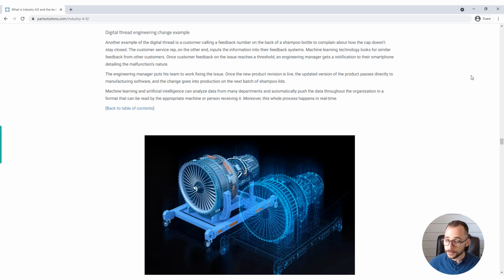Once the new product revision is live, the updated version of the product passes directly to manufacturing software and changes go into production on the next batch of shampoo bottles. Machine learning and artificial intelligence can analyze data from many departments and automatically push the data throughout the organization in a format that can be read by the appropriate machine or person receiving it. Moreover, this whole process happens in real time.